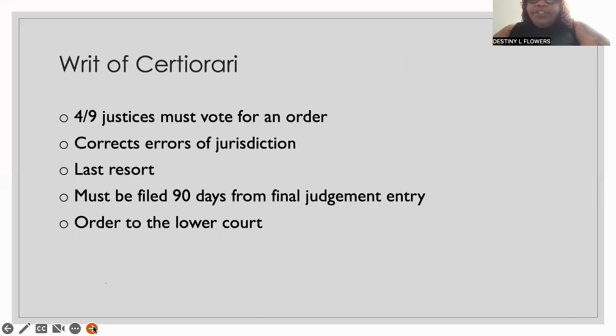A writ of certiorari requires that if the Supreme Court wants to hear a case, 4 out of 9 judges must vote for the order. The order requests the lower courts to send the case records to the Supreme Court to review. The Supreme Court corrects legal errors and is the last resort for those errors to be corrected. To have the Supreme Court even look at the case, someone must file within 90 days of the final judgment.